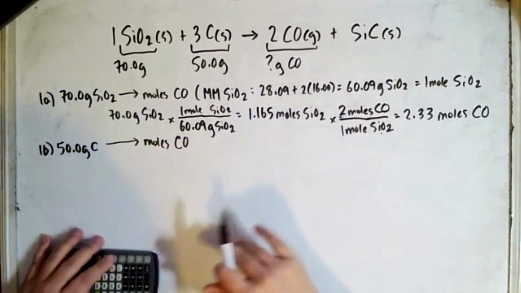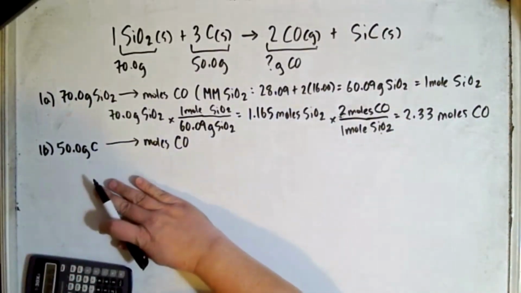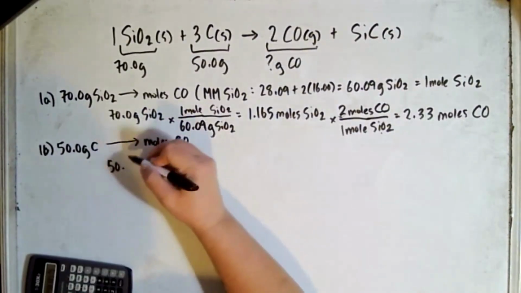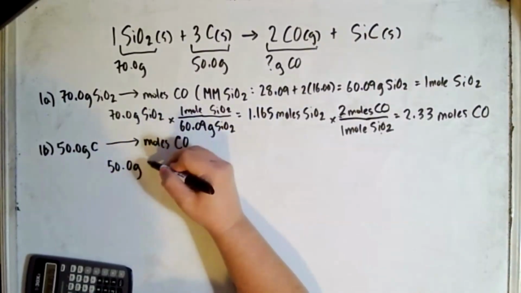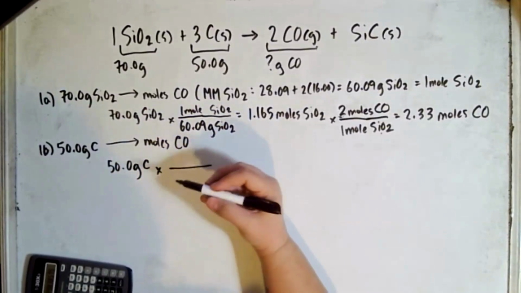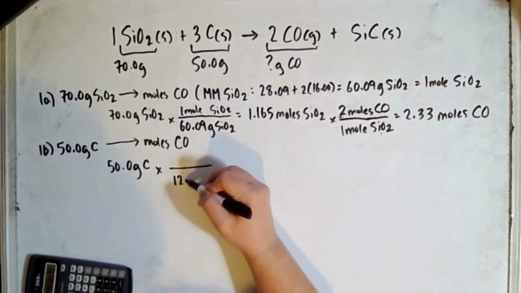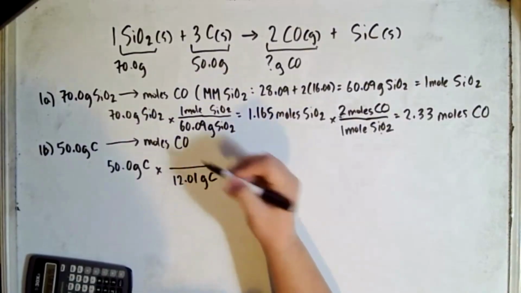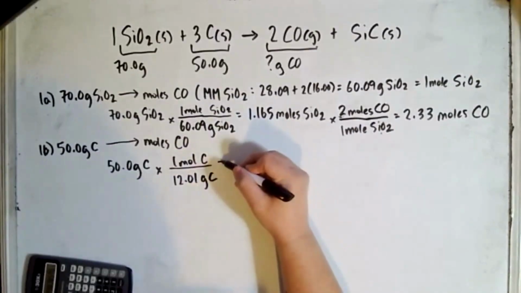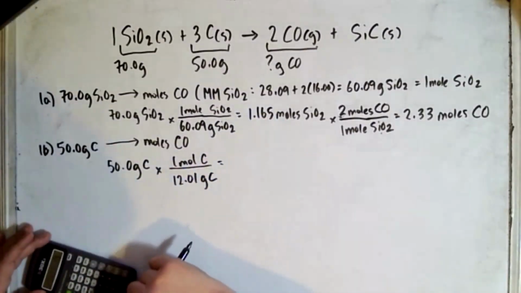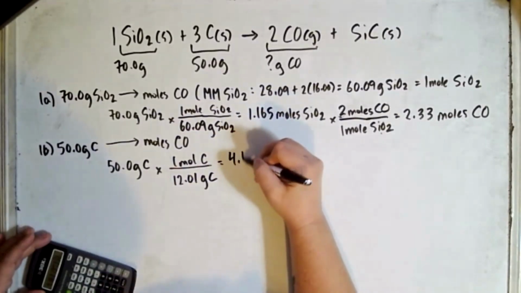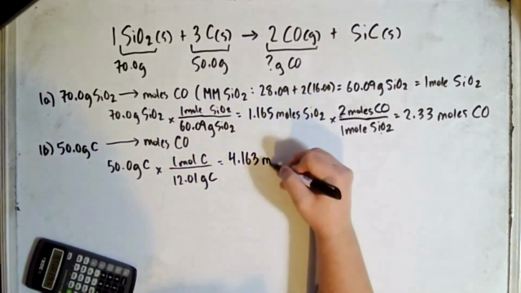All right, that's our first step. Now we're going to do the same thing for the carbon, and we're going to see how much carbon monoxide we can make from that. So we have 50 grams of carbon to start with. We know from our periodic table that there's going to be 12.01 grams of carbon in every 1 mole of carbon. So if we have 50 grams of carbon, that's going to leave us with 4.163 moles of carbon.